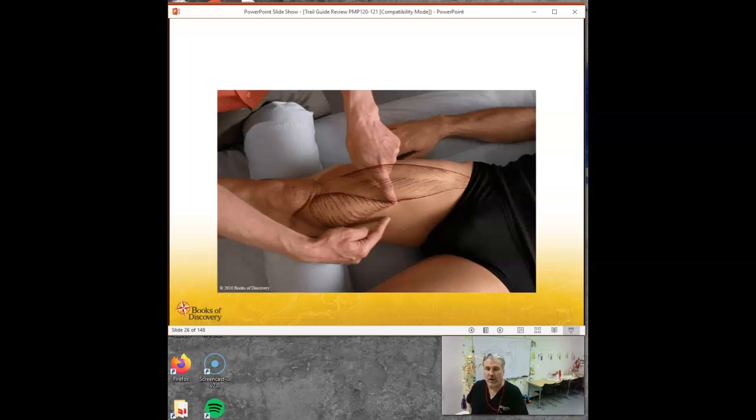Is that right? One quad creates flexion of the hip. Which one's that? The rectus femoris. Yes, sir. And all create extension of the knee. That was good. Thank you.